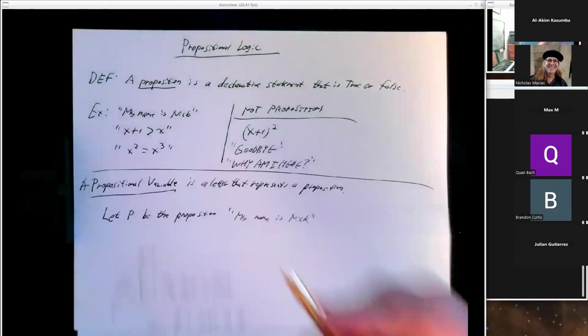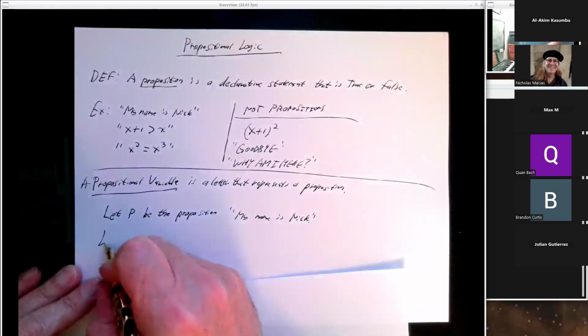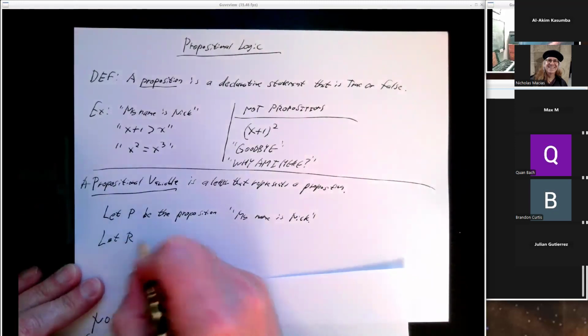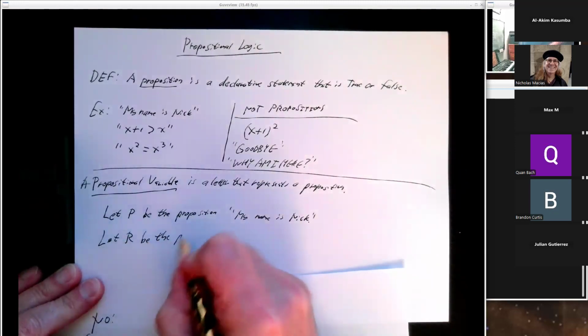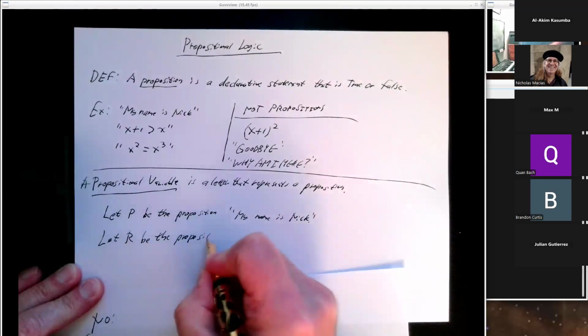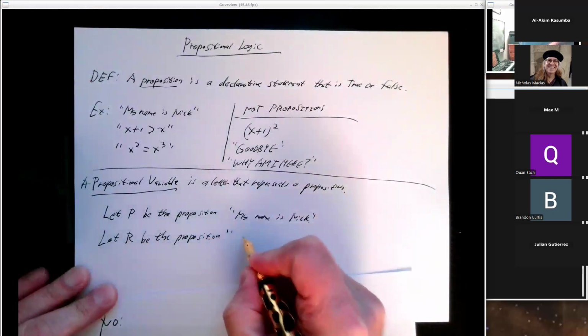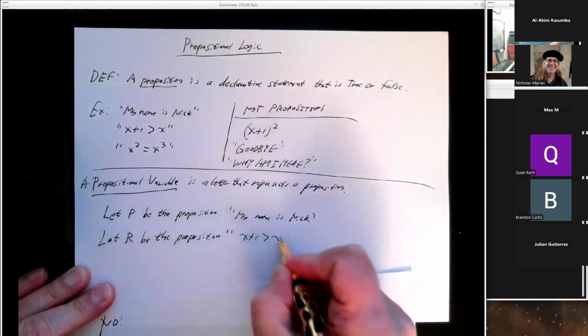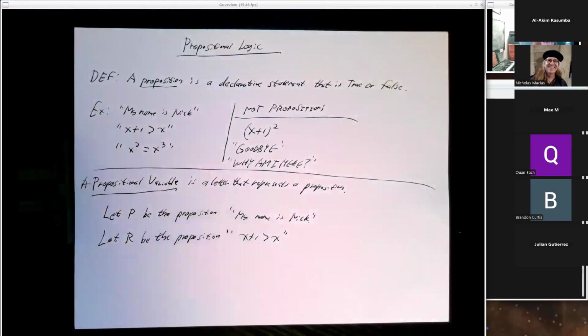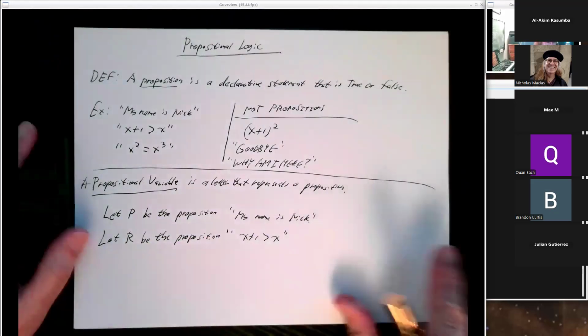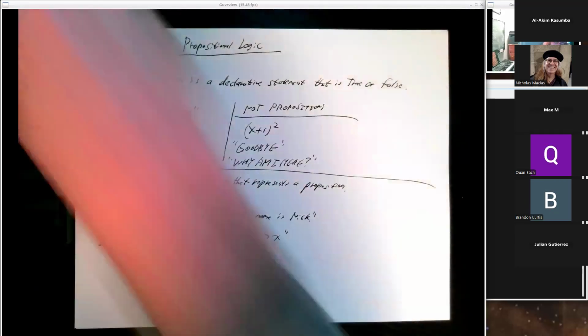Instead, do something like let R be the proposition x plus 1 is bigger than x, or whatever the proposition says. That's just a picky detail. I'll remind you if you start doing this to do this instead.